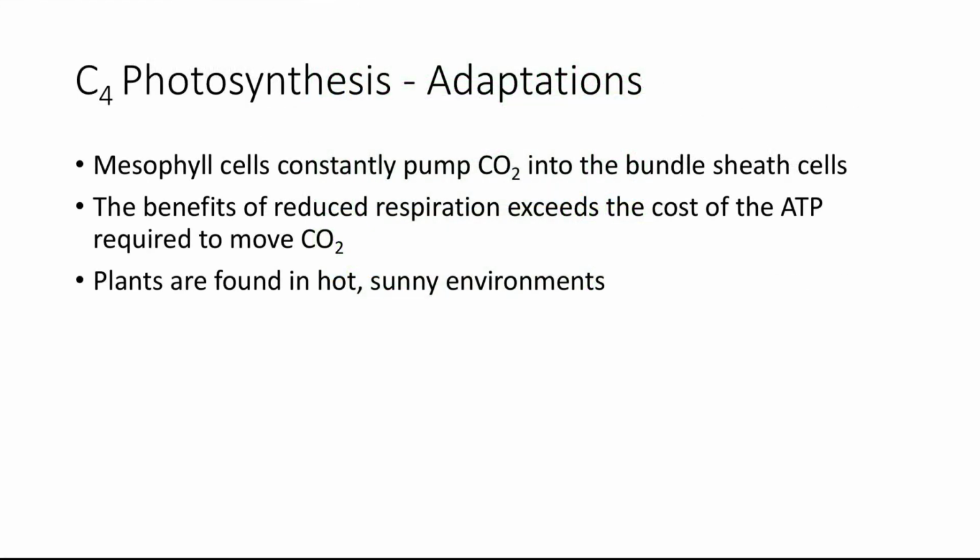C4 plants are found in hot and sunny environments, so they've had to create quite a lot of adaptations to overcome this. One of those adaptations is that the mesophyll cells are constantly pumping carbon dioxide into the bundle sheath cells in the form of malate. This means that there's always a higher amount of carbon dioxide to O2 around rubisco. This is a really important strategy to help minimize photorespiration. The benefits of reduced photorespiration exceed the cost of the ATP required to move CO2 from the mesophyll to the bundle sheath cell.